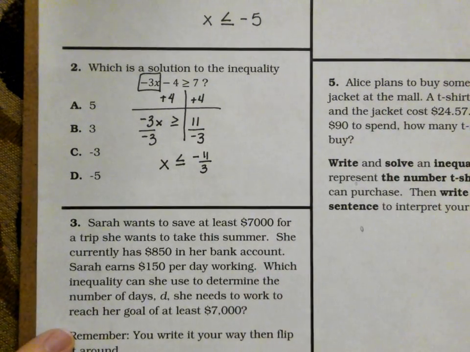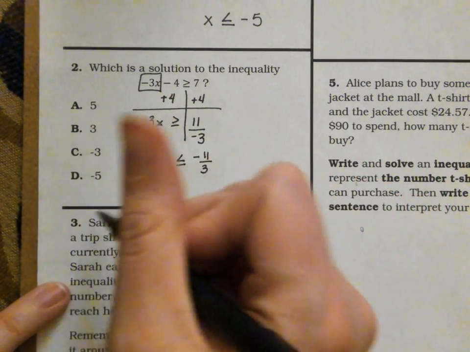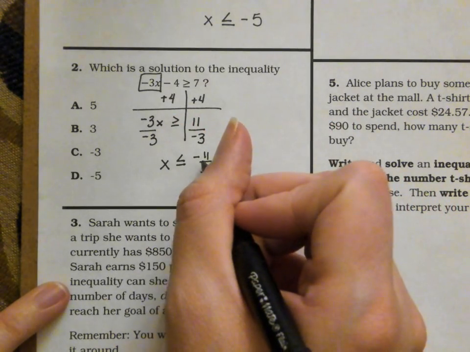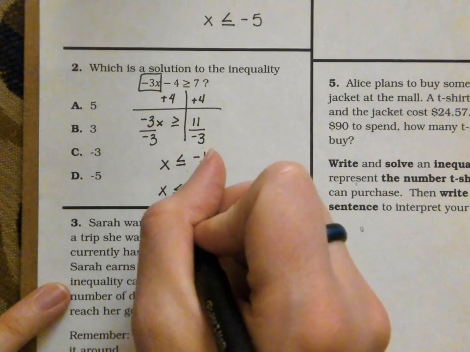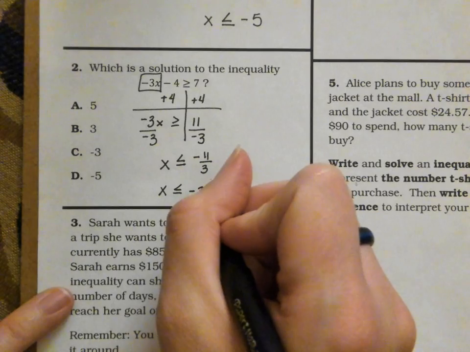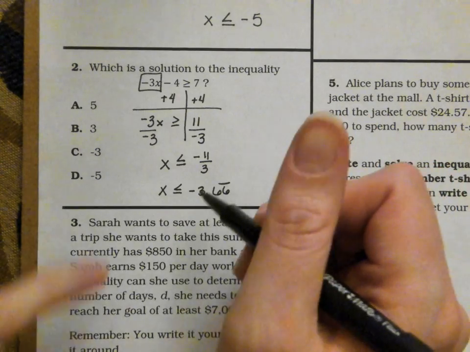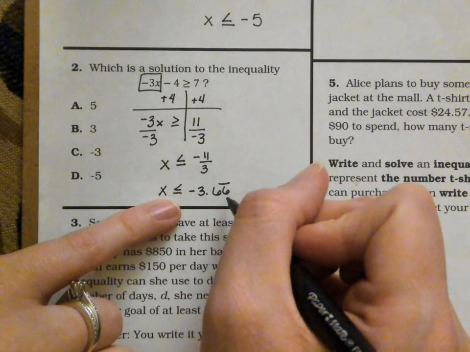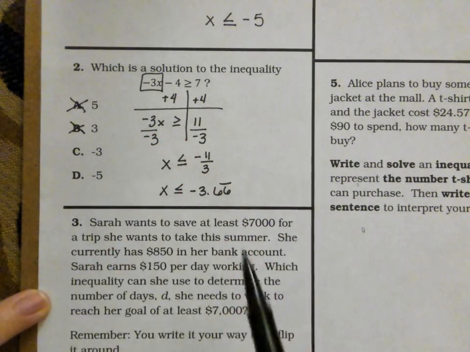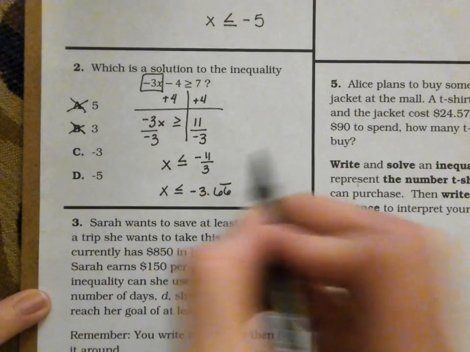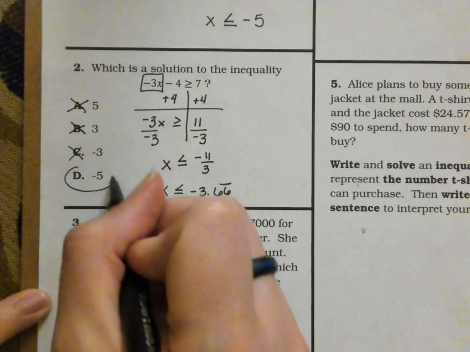Now, this is asking for what is a solution to this inequality. And so you don't see negative 11/3 over here, but what you should do is change this negative 11/3 to a decimal. And if you change it in your calculator to a decimal, you get negative 3.6 repeating. And so this means anything less than negative 3.6 is an answer. So positives are not smaller than negatives, so those are out. And on a number line, negative 3 is bigger than negative 3.6. So that's out. And so your answer was negative 5.